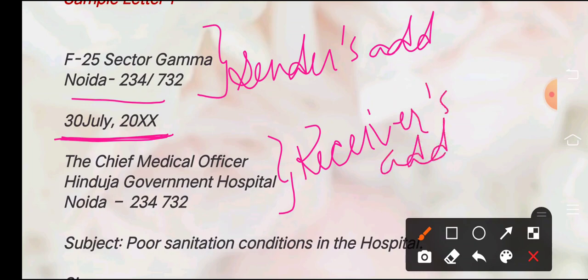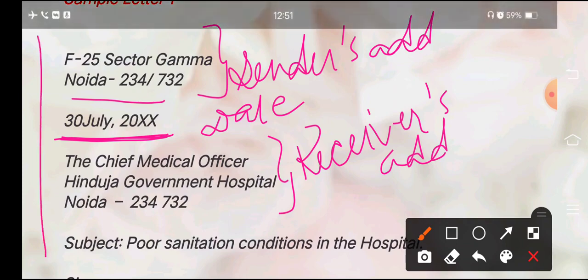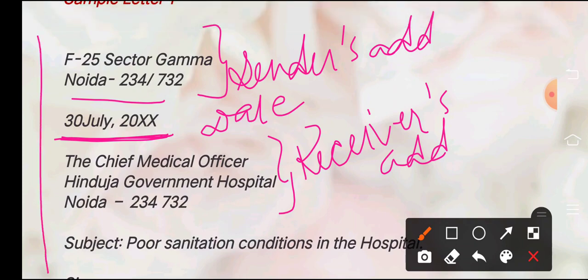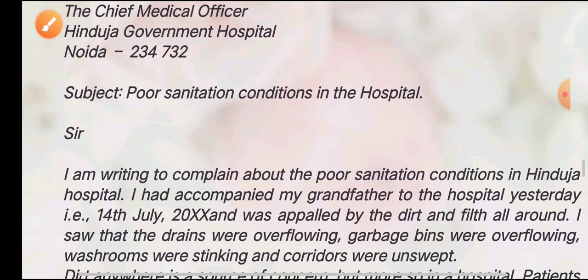So this is the receiver's address, like the post designation, the Chief Medical Officer, Hinduja Government Hospital, Noida, and the pin code. Clear? So this is the sender's address, then we have mentioned the date, and then the receiver's address. The very important point is that you have to start these at the very left hand corner of your page. Clear?